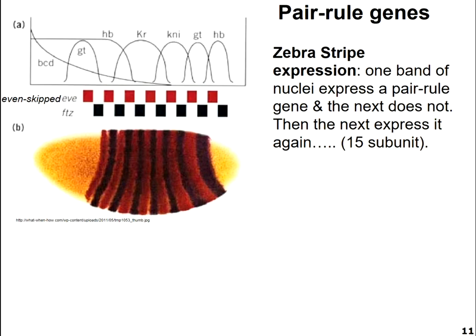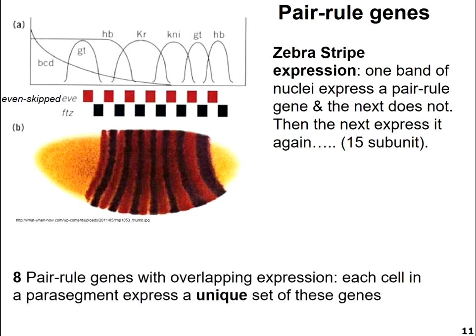on. Perhaps a very nice example of this pattern of expression is represented by even-skipped and fushi tarazu. Fushi tarazu we already encountered. So even-skipped is expressed in all the odd segments. So 1, 3, 5, 7, and so on. And it is obviously skipping all the even segments. So 2, 4, and 6. Fushi tarazu, on the other hand, is expressed in the even segments and not in the odd segments.